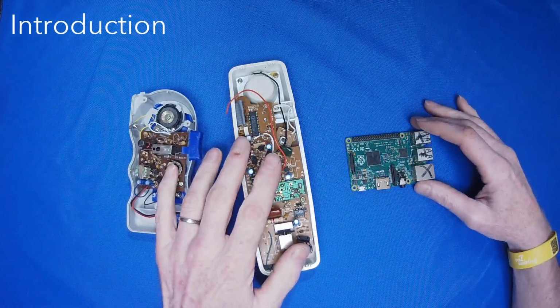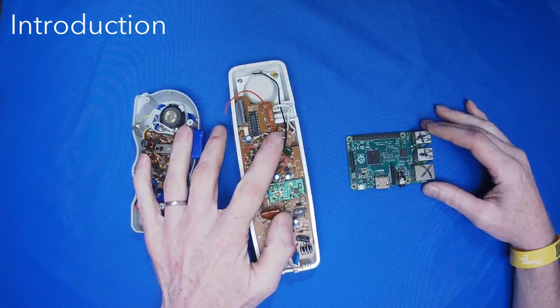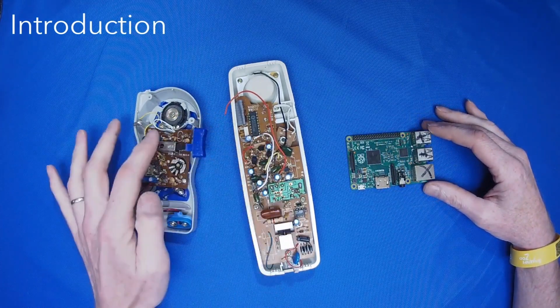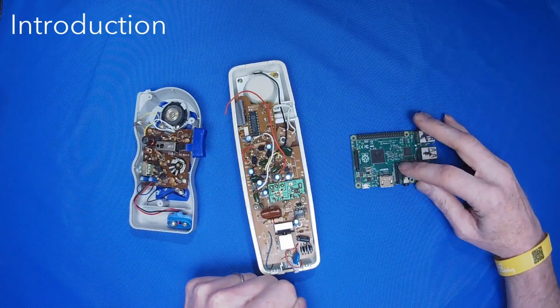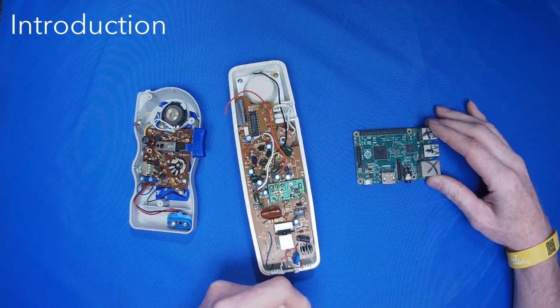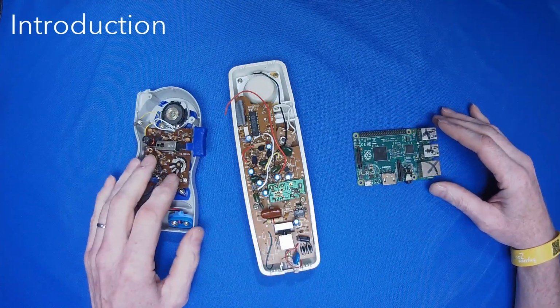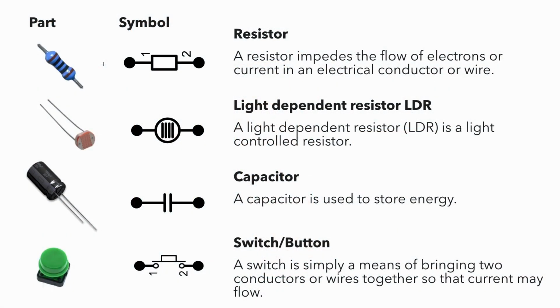So these are examples of different types of circuit boards. The two on the left-hand side are very old, and you can see the components are very visible. And then this Raspberry Pi 3 on the right is a very new circuit, and you can tell that there are very few components. So what we're going to do in this video is quickly look at the different types of electronic part. Here's the table of parts.